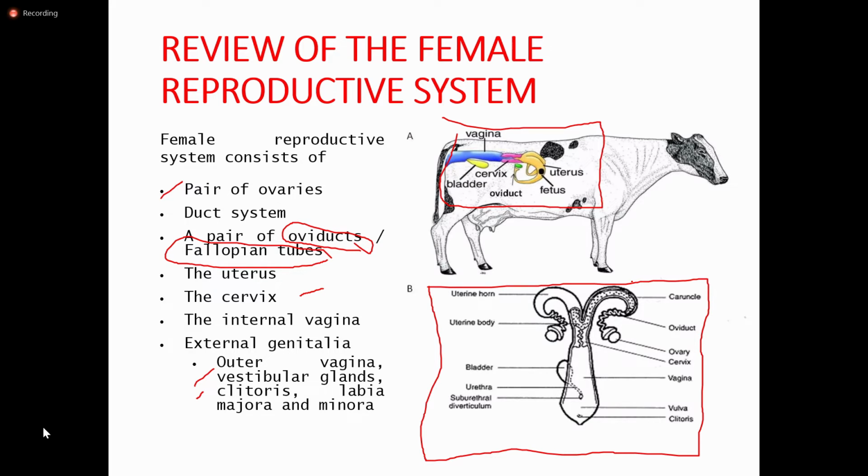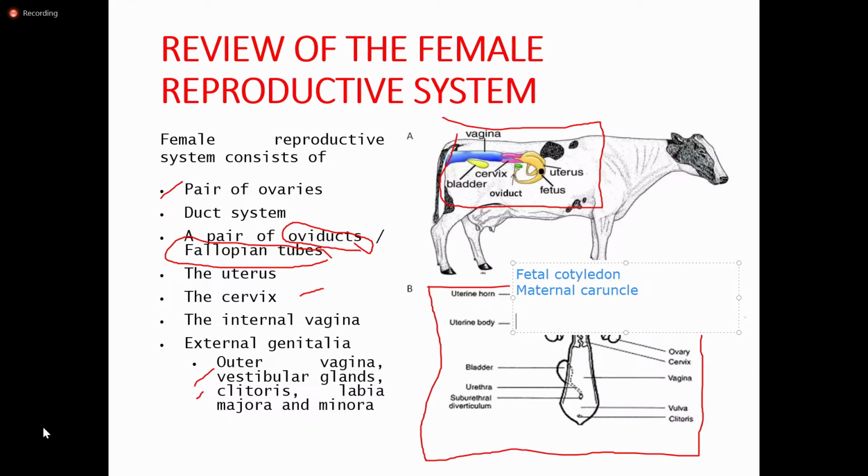Another component of the placentome, aside from the maternal caruncle, is the fetal cotyledon. Fetal cotyledon. Okay, and we also have the maternal caruncle. So these constitute the placentome, or the location of the exchange of gases and nutrients between the developing embryo and the mother. Okay, so that one.